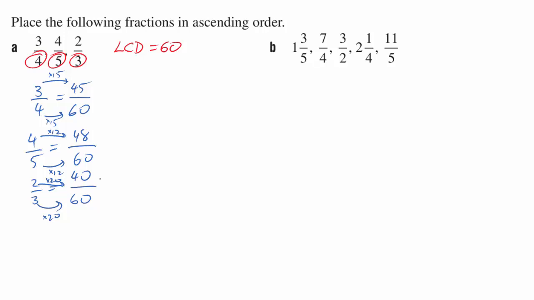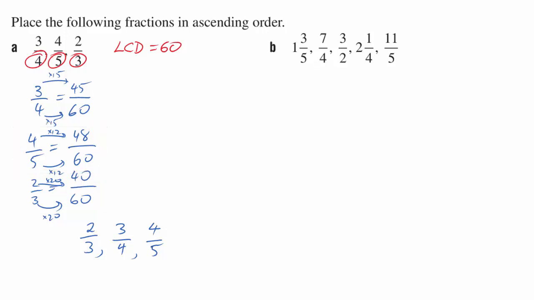Well, that means the smallest of these three numbers is 2/3. The next smallest is 3/4, or 45 over 60. And actually the biggest one is 4/5, which was 48 over 60.